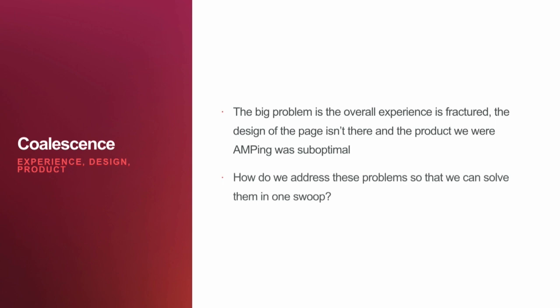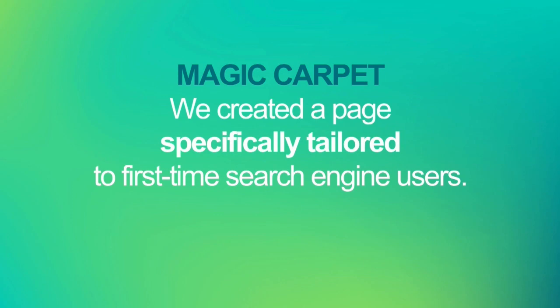This slide doesn't actually matter. This one does. To answer the question, let's dial back to when we first started on AMP. When we first started working on AMP, we also started working on a new product. We call it Magic Carpet. Magic Carpet is our landing page system that we designed. And Magic Carpet is a page that is created specifically tailored for first-time visitors coming in from search engines.